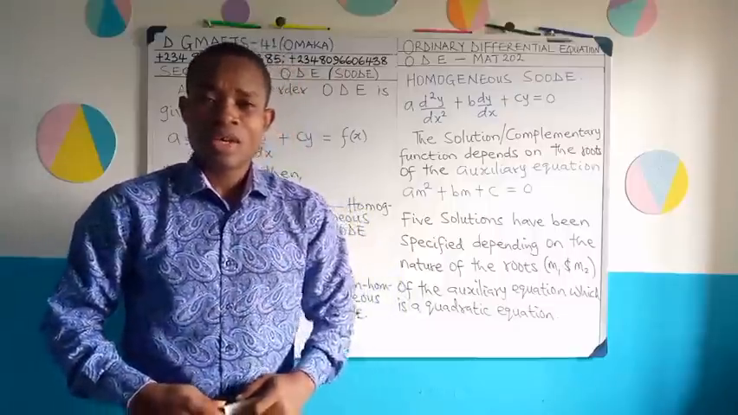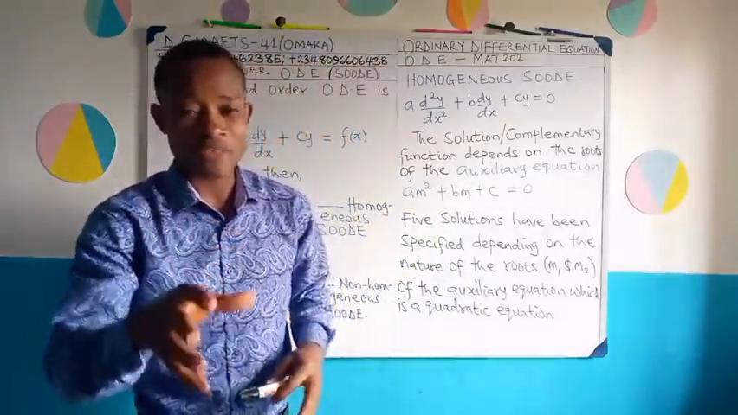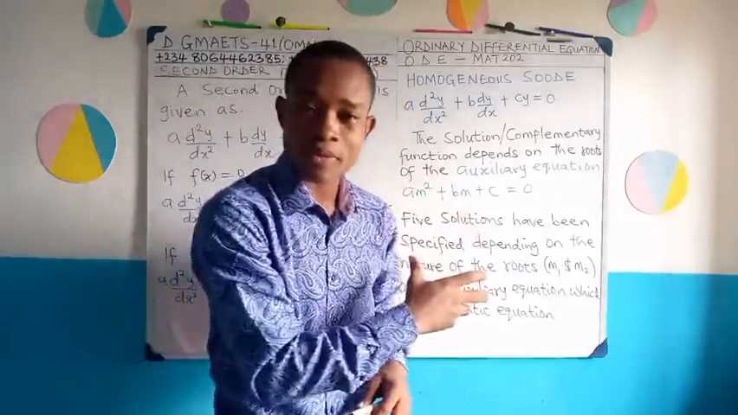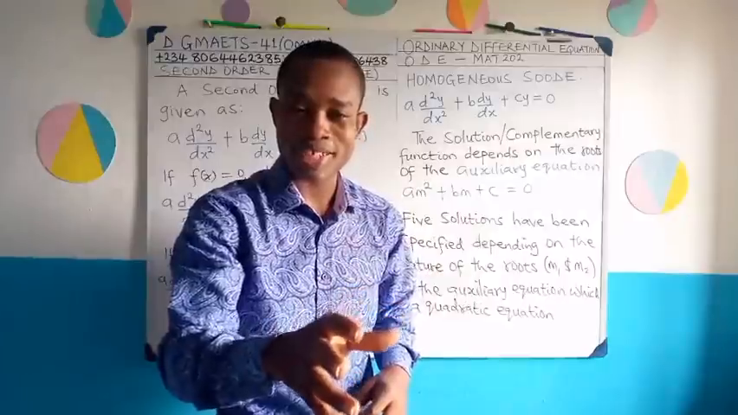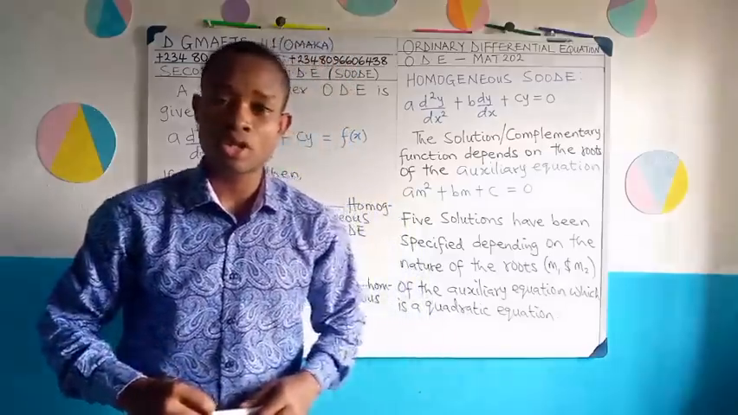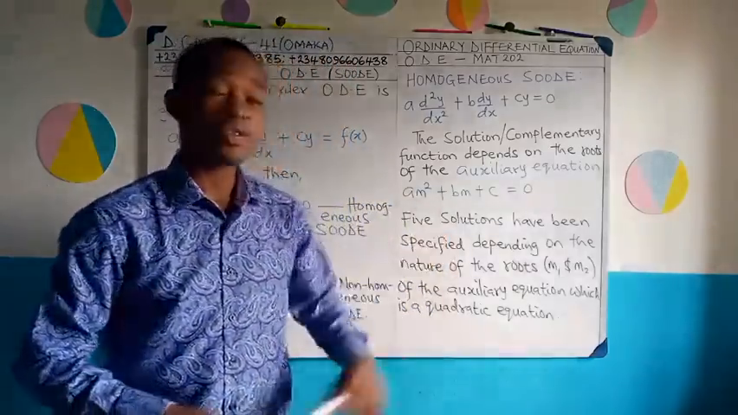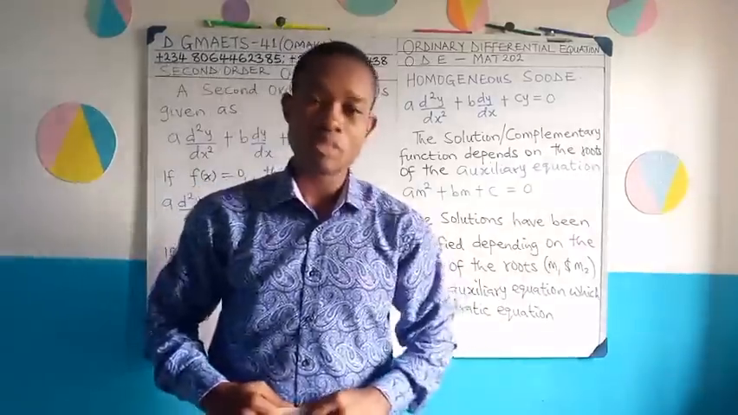Five different types of solution have been identified for a problem involving homogeneous O.D.E. In the next video, we're going to see these types of solution, which are dependent on the roots of the auxiliary equation that you obtain from that homogeneous O.D.E.